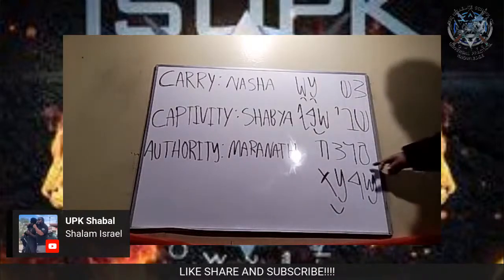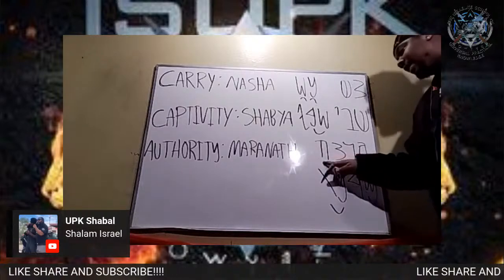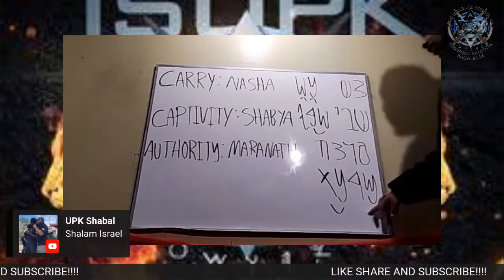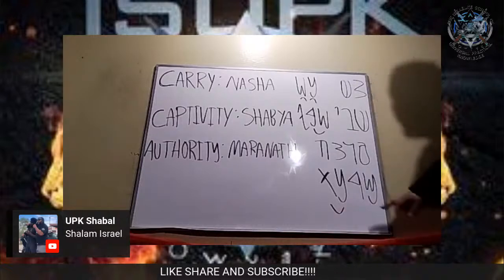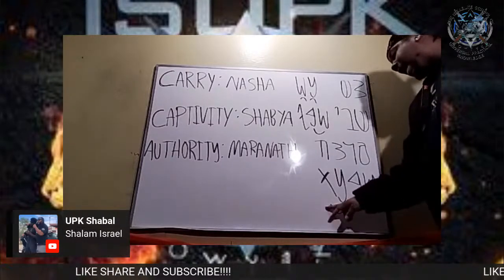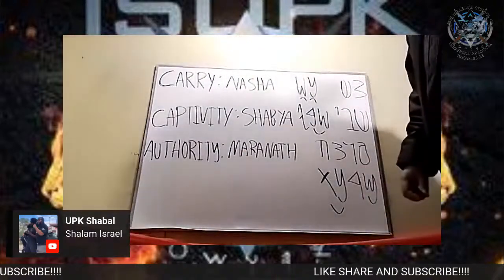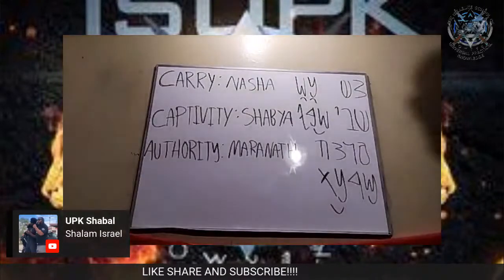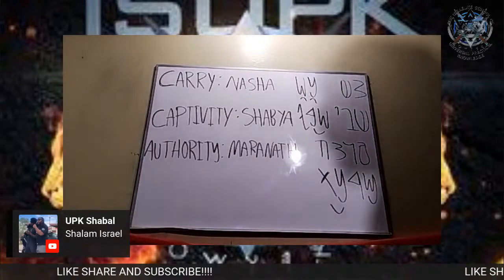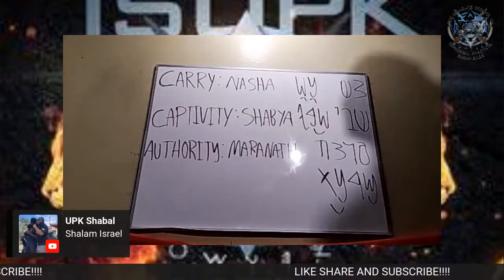Maranath, all right? The Assyrian spelling right here, you have your Ma, Ra, Na, and Tha characters. Down here below that is your ancient spelling for Maranath. Ma, Ra, Na. The Na and Tha characters connect at the end of that word, all right? So quick recap. Carry, Nashah, captivity, Shabya, authority, Maranath, all right?